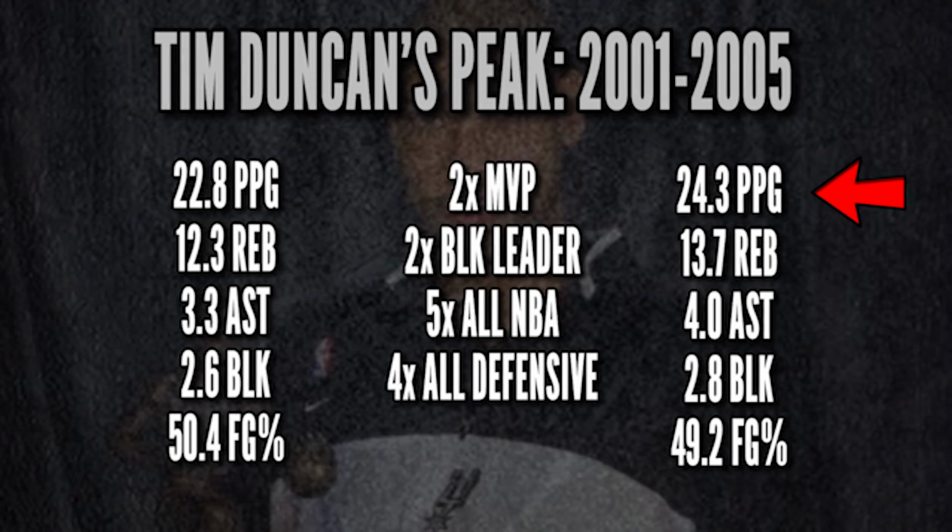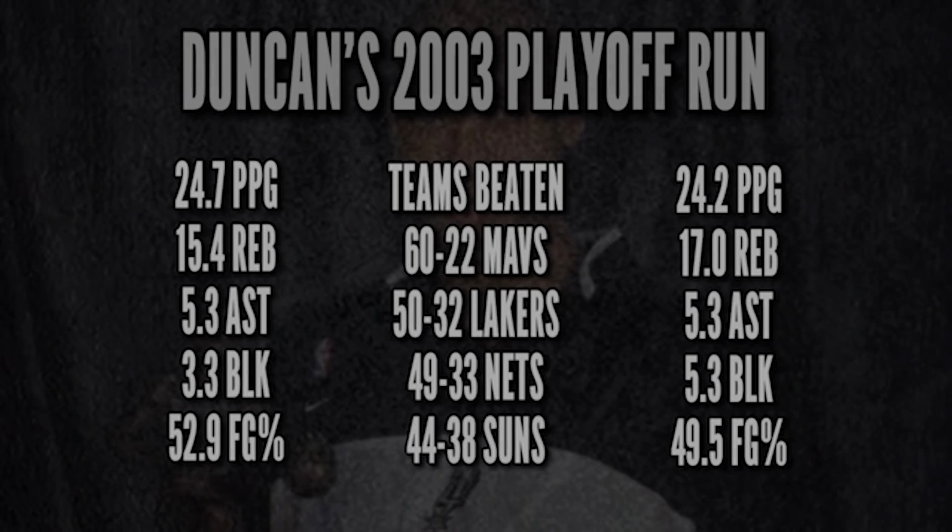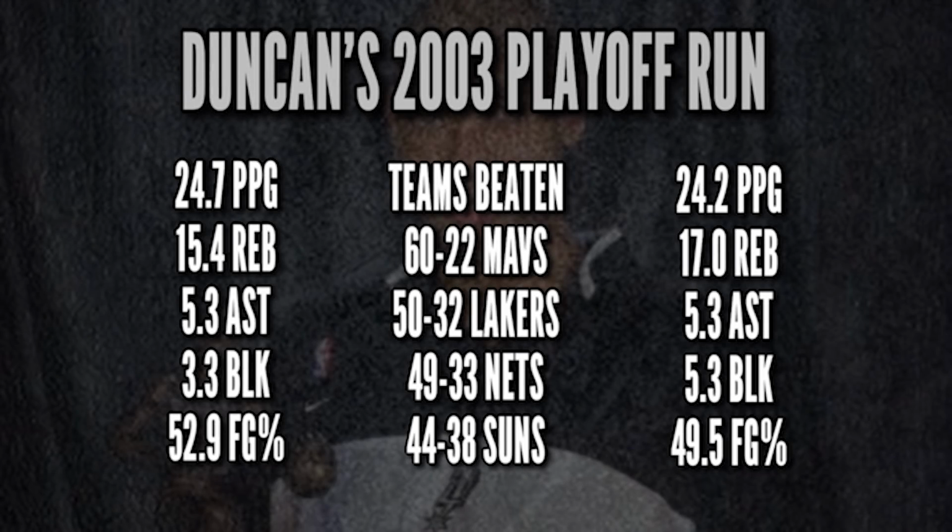Now, one thing that is very, very interesting to note is how good Duncan was in the playoffs, averaging 24.3 points per game, 13.7 boards, 4.0 assists, with 2.8 blocks on 49% shooting from the field and 69.6% shooting from the free throw line. And the biggest takeaway from Duncan in the playoffs has to be his 2003 playoff run, a legendary playoff run where he carried a San Antonio Spurs team that was good but not great to a championship.